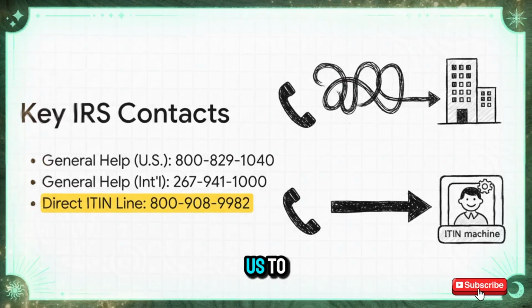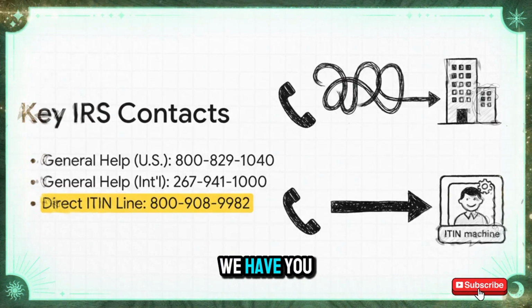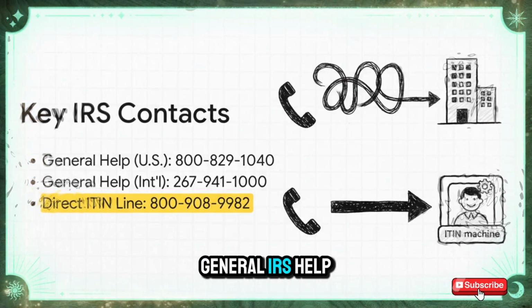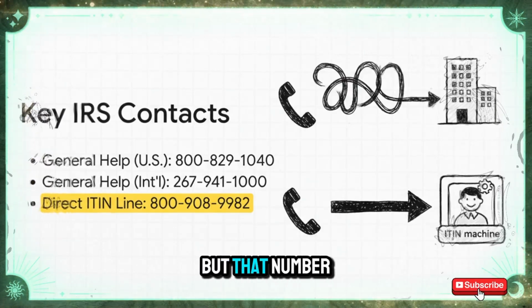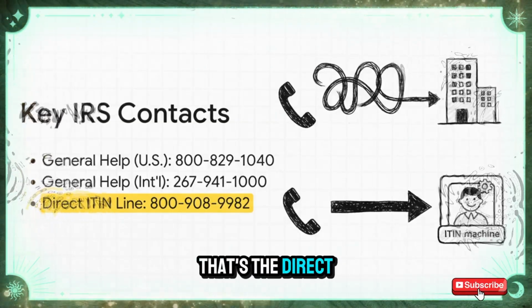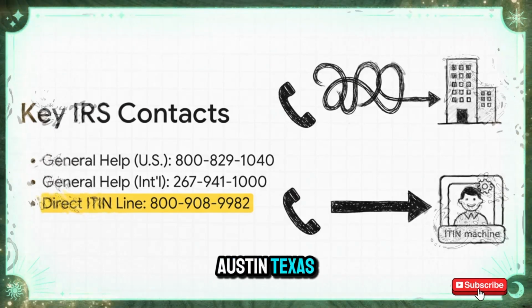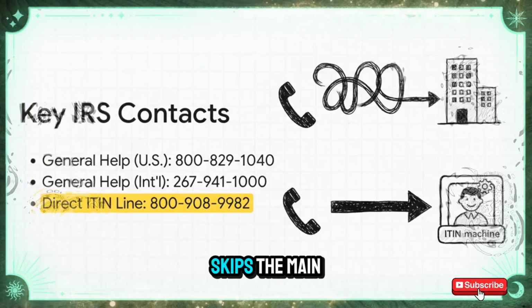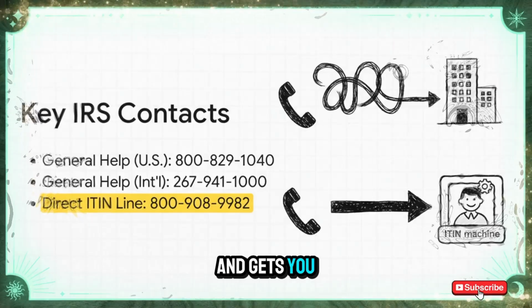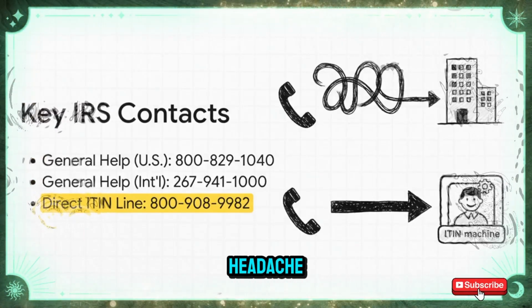So this brings us to probably the most actionable piece of information we have. You can call the general IRS helplines, sure, but that number in bold, that's the one you want. That's the direct line to the ITIN operations unit itself down in Austin, Texas. Calling that number skips the main phone tree and gets you right to the specialist handling your case. It can save you hours of headache.